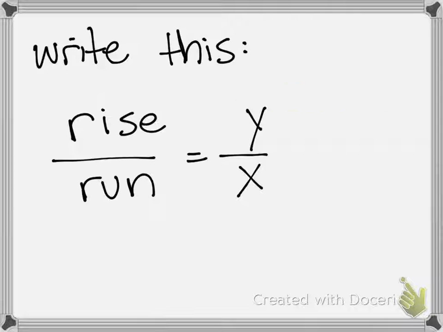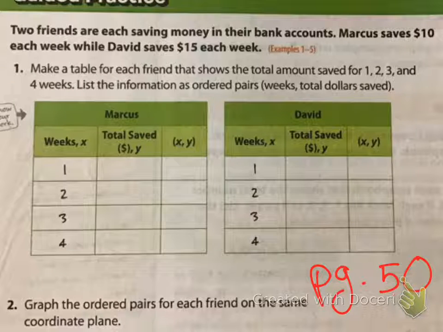So, here's another thing I want you to write in your book. Rise over run. Remember when I mentioned that? Rise is our y and run is our x. So the way we write it is in this ratio. Doesn't this look a little familiar to the fractions we were doing? I want you to try this on page 50.